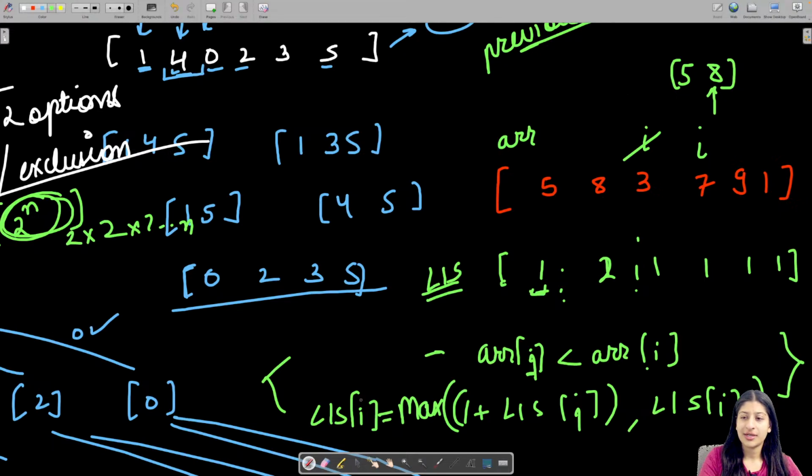J is back at 0th index. Start your comparison again. Is 7 greater than 5? Check this. Yes, it is. So LIS at this 3 remains 1 only.